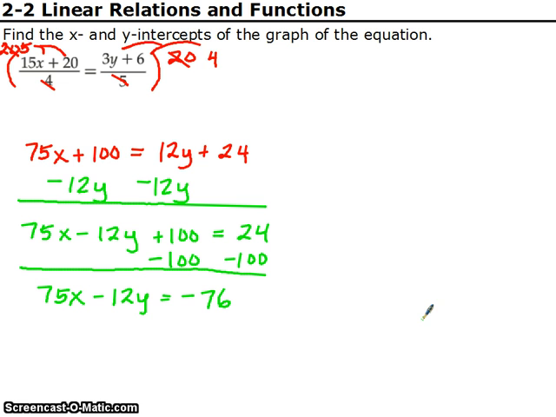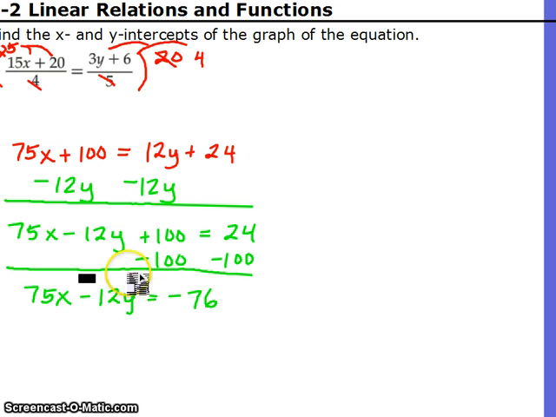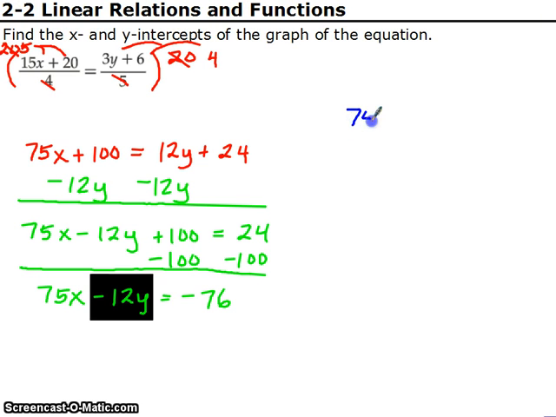So how do we find the x and y intercepts? I like to do what's called the cover-up method. The cover-up method basically says if we want to find the x-intercept, we know that y has to equal 0. So I'm going to cover up the 12y part. Now pretend that blocked it completely. What's left over of this equation? I have 75x equals negative 76. You solve that equation, and whatever that is, is your answer. So 75x equals negative 76, so I divide by 75. The x-intercept is negative 76 over 75.